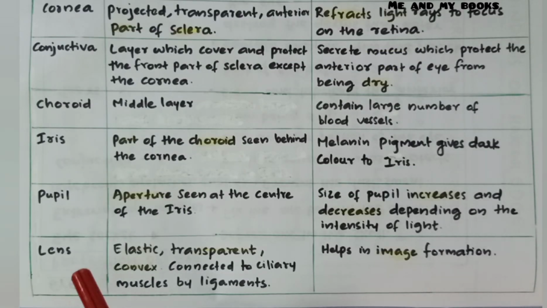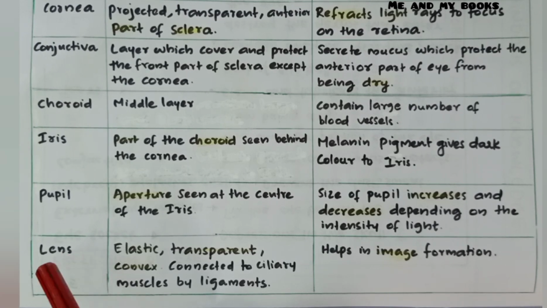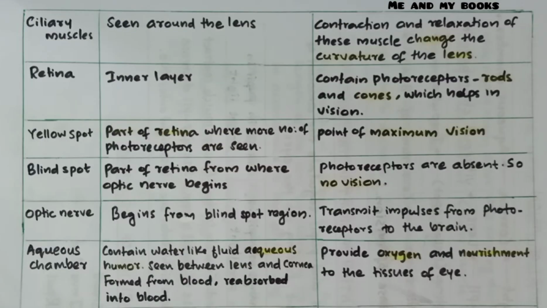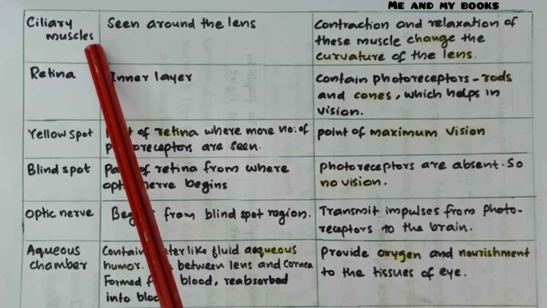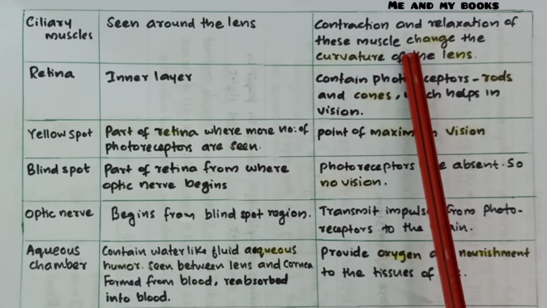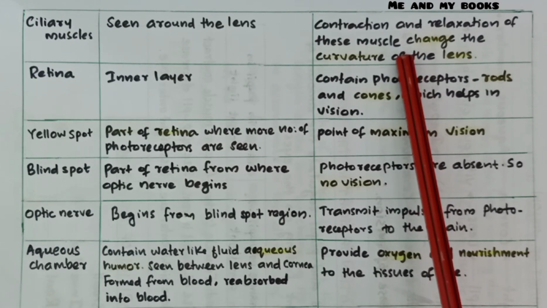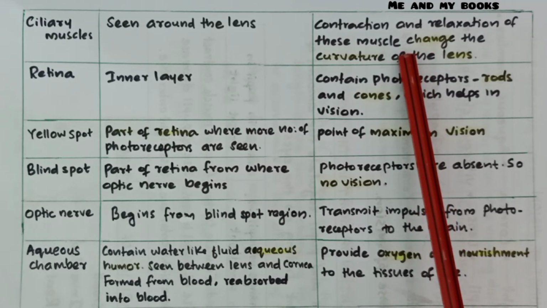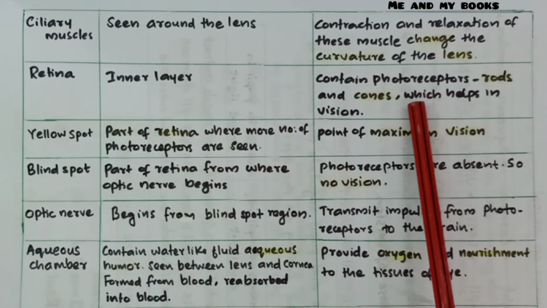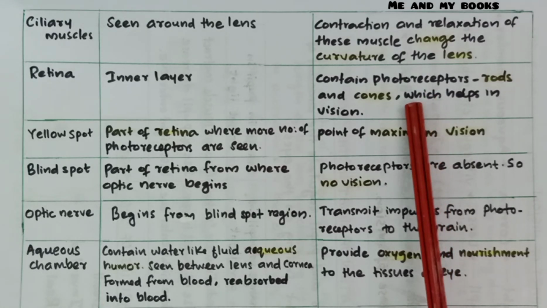And next one, lens, elastic, transparent, convex, connected to ciliary muscles with the help of ligaments, helps in image formation. Ciliary muscles seen around the lens, contraction and relaxation of this muscle change the curvature of lens. So these muscles helps to change the shape of lens. Retina, inner layer, contain photoreceptors, rods and cones which help in vision.